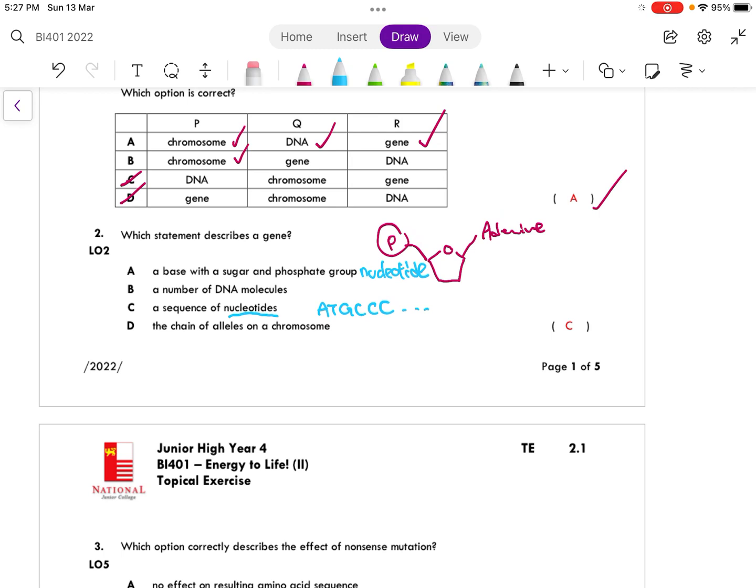Could it be the chain of alleles on a chromosome? So let's say we have an entire chromosome here, and they're saying a chain of alleles, right? We can have different alleles on a chromosome. This allele could be allele A, this could be allele G, this could be allele maybe M, and so on and so forth. A gene does not refer to a chain of alleles. It just refers to a sequence of nucleotides or DNA. So the answer is C.